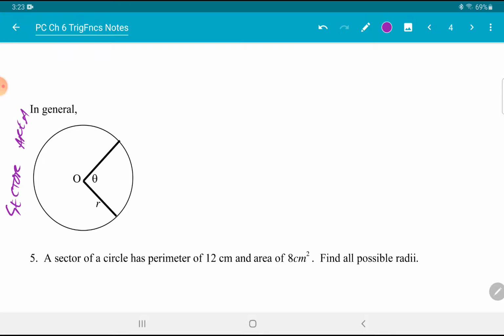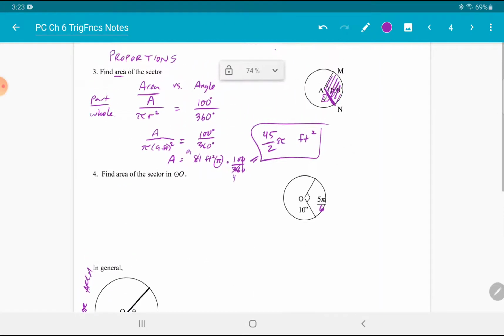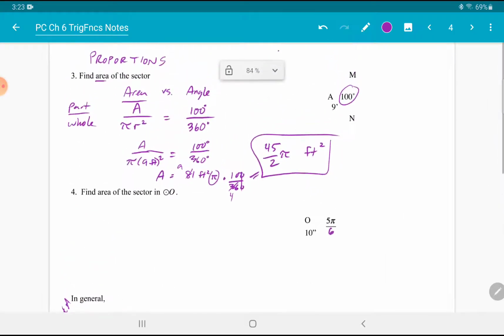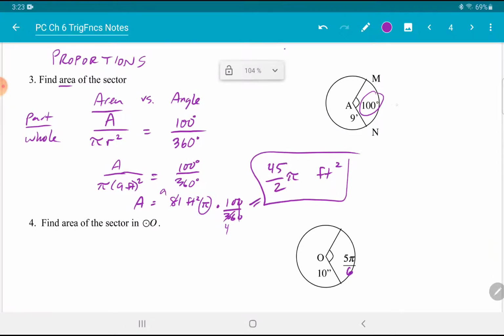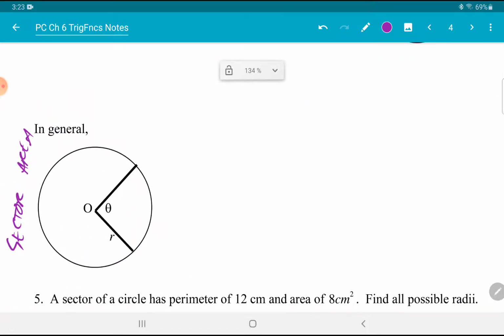Just like we did with arc length, you'll see that we can create 2 formulas. If you did the previous 2 examples, you'll see that one measurement is given in degree format, and the other is given in radian format. So just like we did with arc length, we need to consider how sector area can be broken up into 2 different formulas as well: one for degrees, and one for radians. Let's go ahead and create both of those formulas.